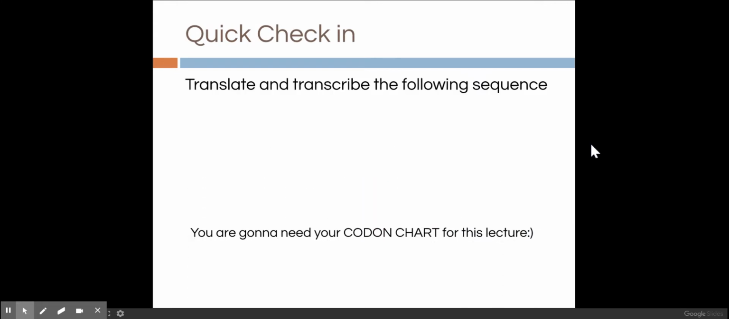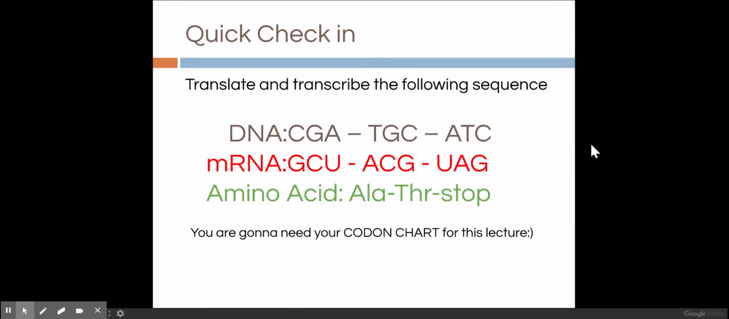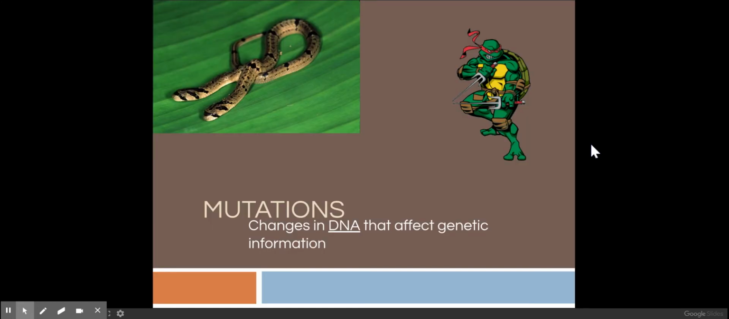All right, so again, we went from DNA to messenger RNA to amino acid. If you struggled with this step, then I would encourage you to go back and review protein synthesis and base pairing rules before you finish the rest of this lecture.